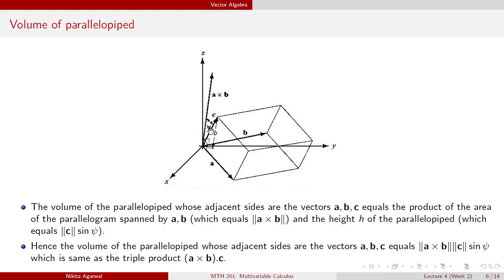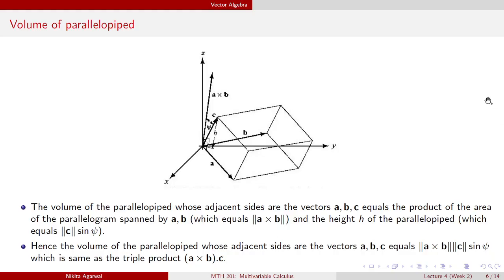So if you look at the angle, this is psi, and this will be 90 minus psi, right? So if this angle is 90 minus psi, this height comes out to be norm C sine of 90 minus psi, which is norm C cosine psi. So I will correct it. The upshot here is that the volume of the parallelepiped whose adjacent sides are A, B, C equals the triple product of these vectors.